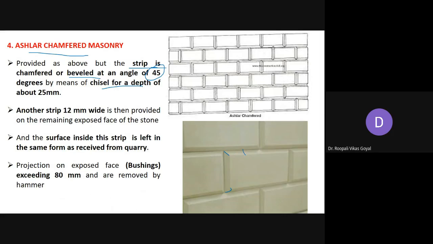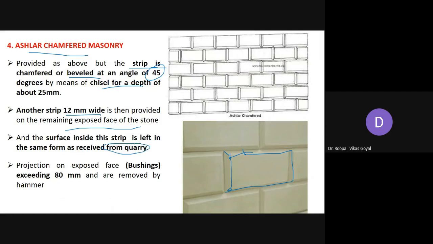So 25, the depth may be maintained as 25 mm, and another strip of around 12 mm wide is then provided on the remaining exposed face of the stone. So whatever exposed face of the stone, another strip may be provided. Okay, and the surface inside the strip, it may be left in the same position as received from the quarry.